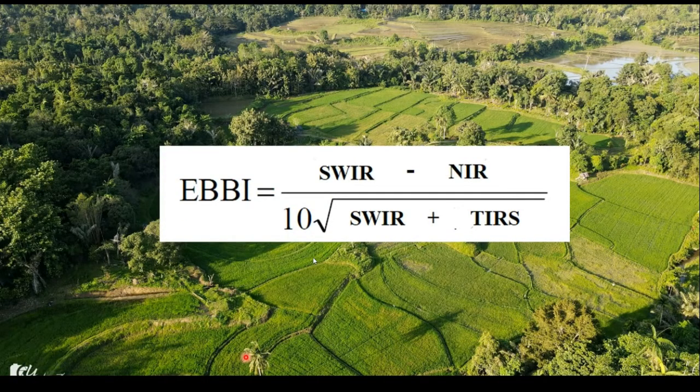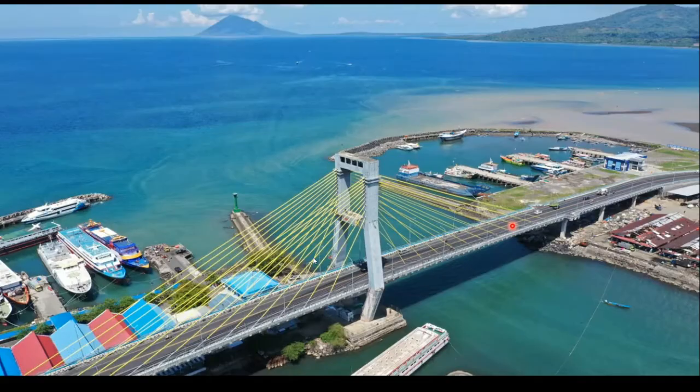So this is about the formula. As I mentioned before, the formula is short wave infrared minus near infrared, and then we divide it by the square root of short wave plus thermal infrared or band 11. So there are 3 bands we need here. We need band 5, we need band 6, and we need band 11.